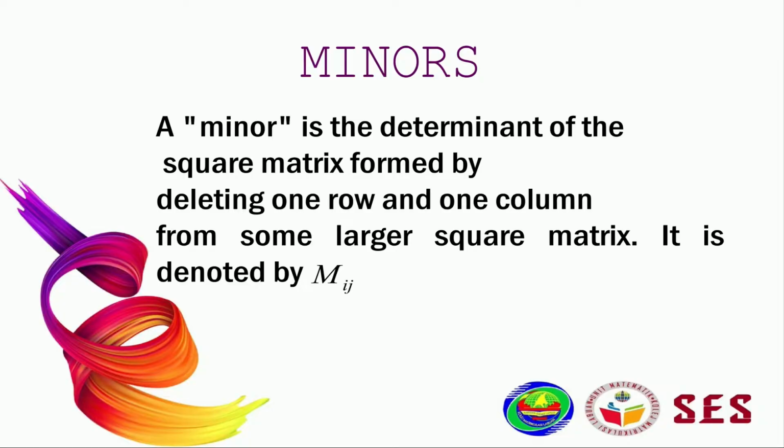So first of all, what is a minor? A minor is the determinant of the square matrix formed by deleting one row and one column from some larger square matrix. It is denoted by Mij, where i represents rows and j represents columns.